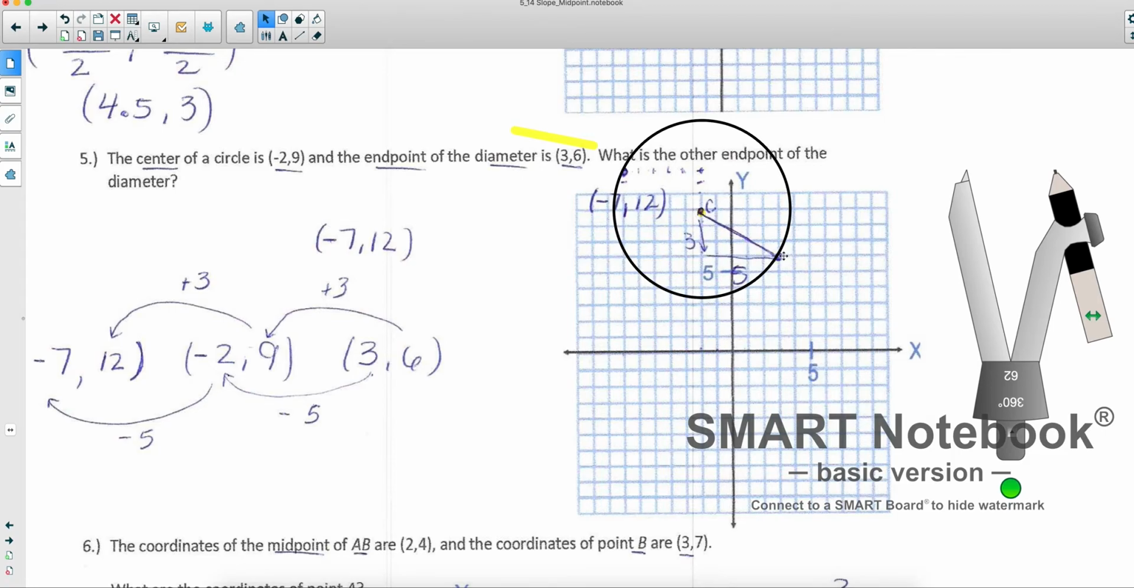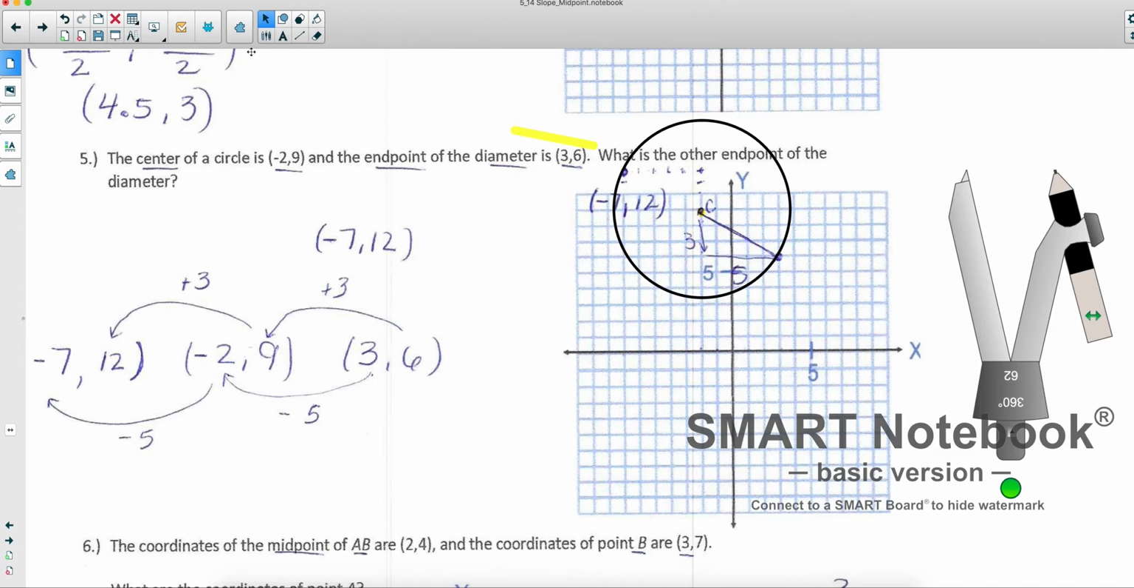Now I have to get to the other endpoint, which is on the other side. So I'm going to do the opposite. I'm going to go up 3 and then to the left 5, and I would end up over here. Notice I just added in my own tick mark. That's my way to adjust the graph even though I'm off my piece of quote-unquote graph paper. So that would give me -7, 12.